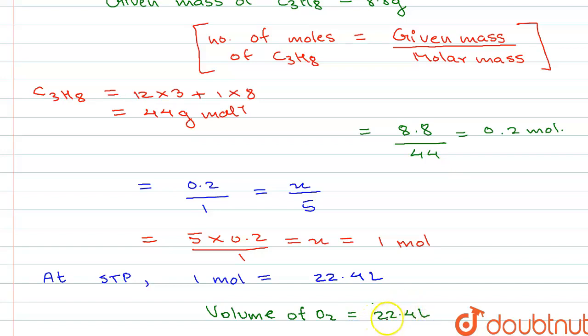So 22.4 liters of oxygen is required for a reaction with 0.2 moles of propane, or you can say 8.8 grams of propane. So that was the explanation.